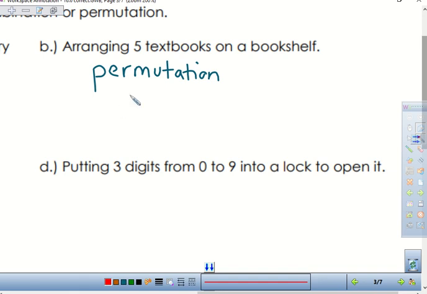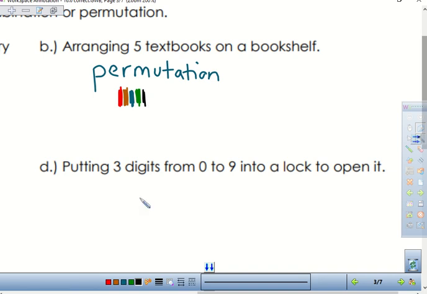The order is going to matter. So let's say this is the textbook. I have a red, I have a brown, I have a blue, I have green, and I have black, okay? Those are the textbooks, okay?